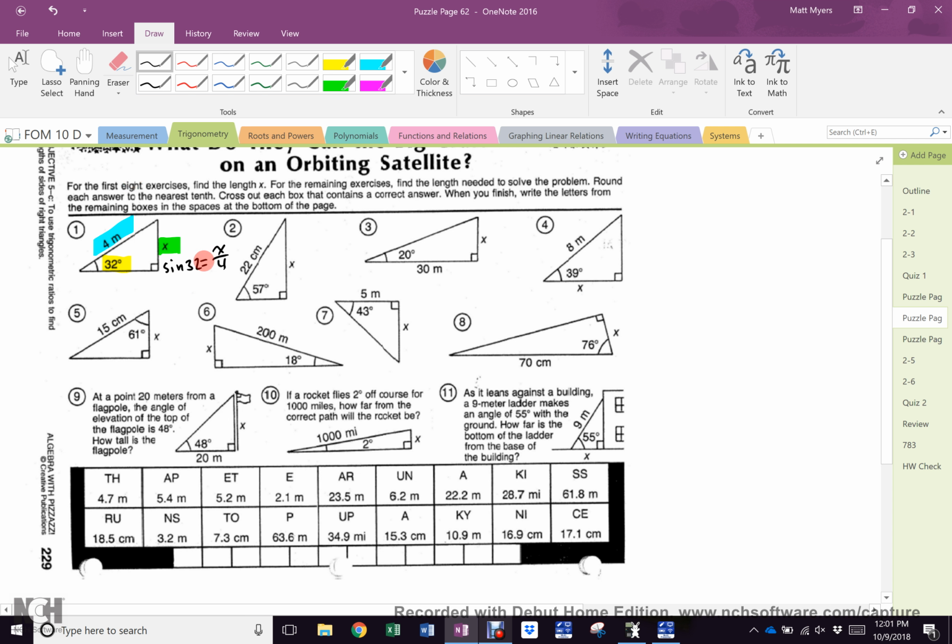So, am I going to multiply here? Yeah. It's going to be 4 sine 32. I'm just out of room, so I just wrote S. What about this one? Do I have the hypotenuse? Yes.